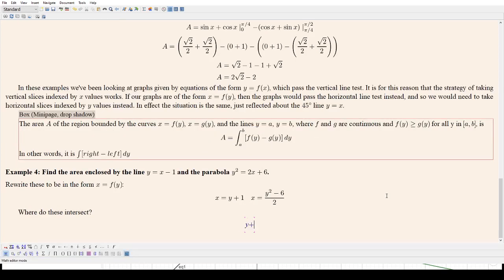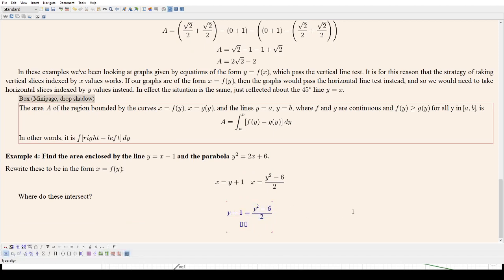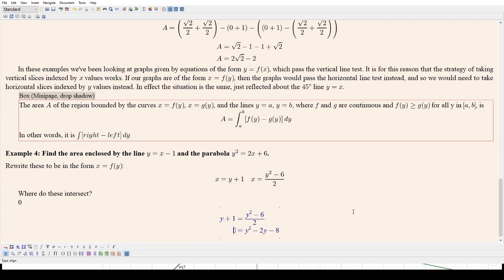So by setting y plus 1 equal to all of that, we would get 2y plus 2 equals y squared minus 6. And let me move everything over to the right-hand side. So minus 2y, and then minus 2. Like so. And then we can factor this.